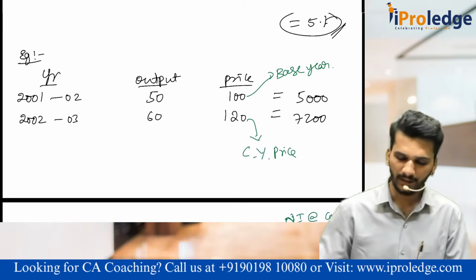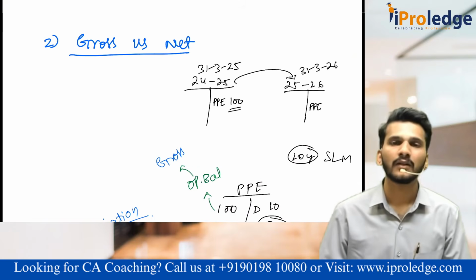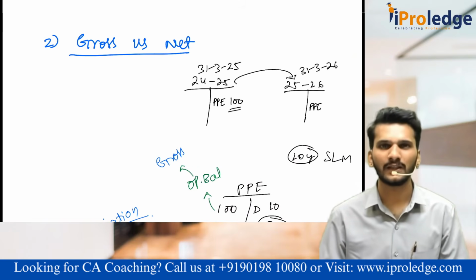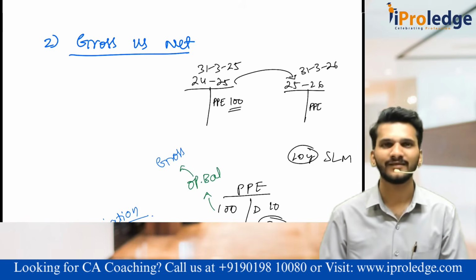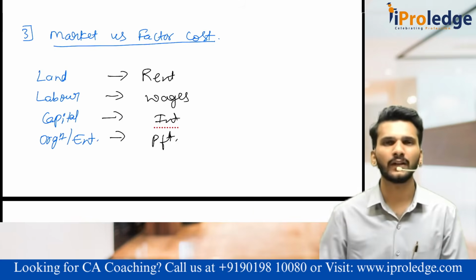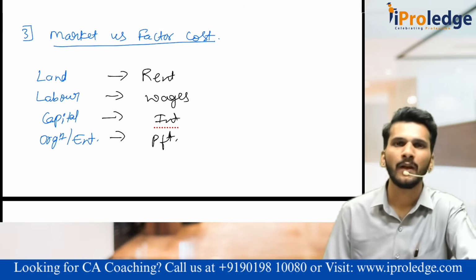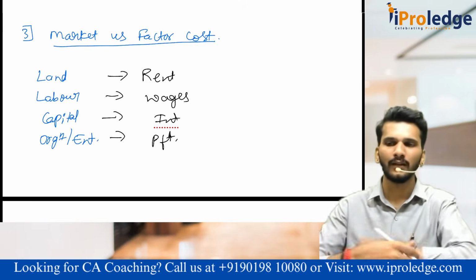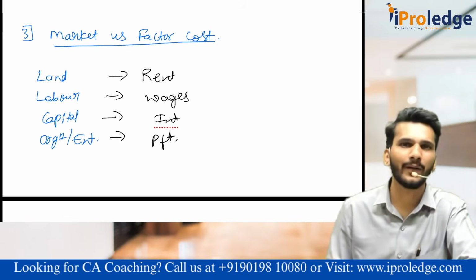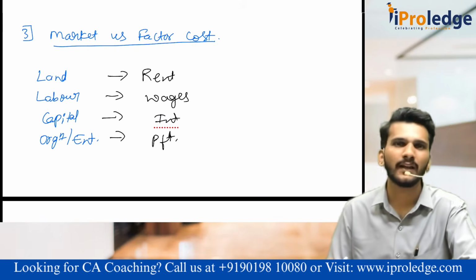Then again we started discussing gross versus net. The difference is depreciation. The depreciation is also called consumption of fixed capital. Yes. Then again we went to market versus factor cost. What is factor cost? The cost of all the factors of production which are there in an economy. For example, we have 4 factors of production, that is land, labor, capital and entrepreneurship. And the return for those things is the rent, the wages, the interest and the profit. If you add all the 4 things, we will call it factor cost.